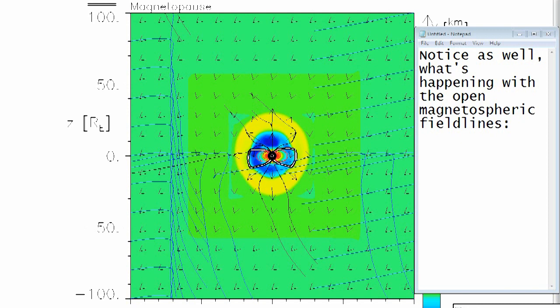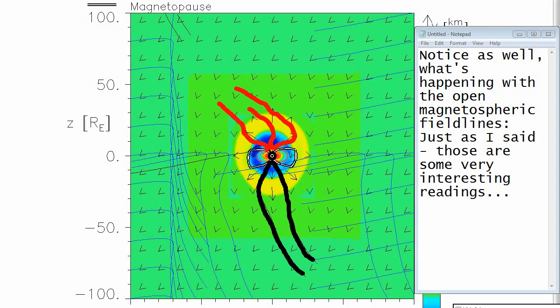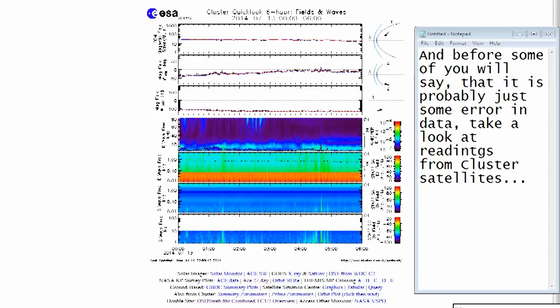Notice as well what's happening with the open magnetospheric field lines. Just as I said, those are some very interesting readings. And before some of you say that it is probably just some error in data, take a look at readings from Cluster satellites.